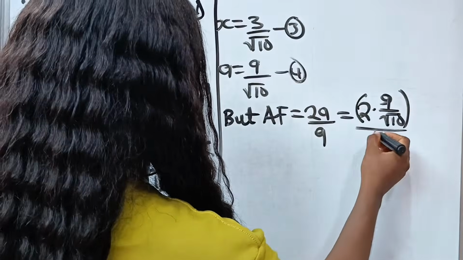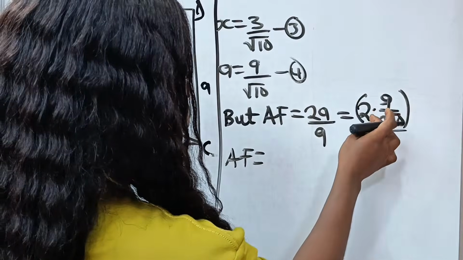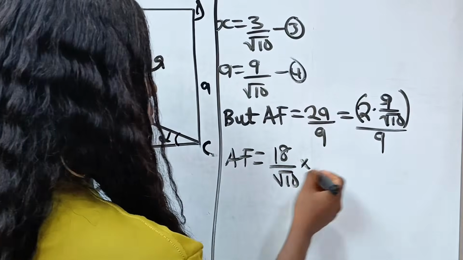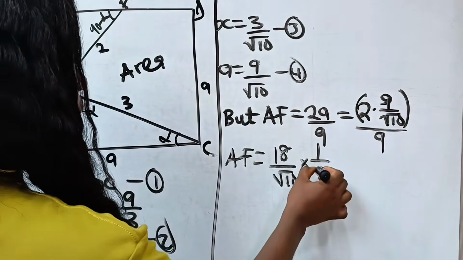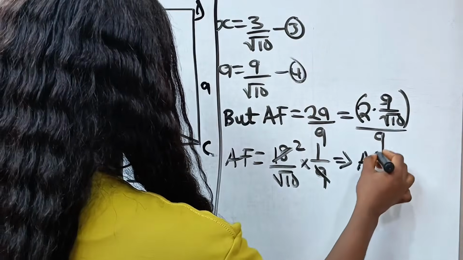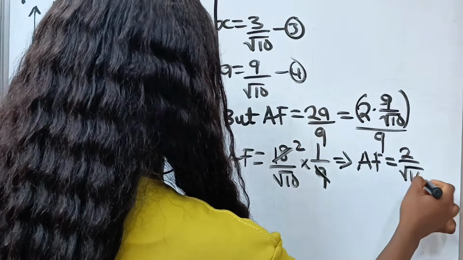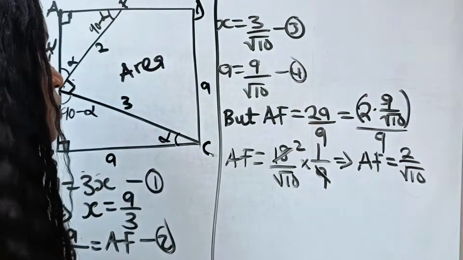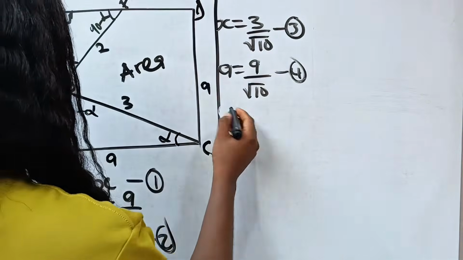Okay, divided by 9. So our AF will be equal to 2 times 9, which is 18 over root 10, multiplied by 1 over 9. Right? So if we divide this by this, we have 2. So this implies that AF is equal to 2 over root 10. So we have gotten our AF to be 2 over root 10. So let's write that. AF is 2 over root 10.